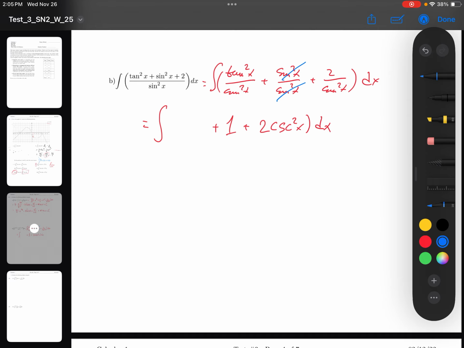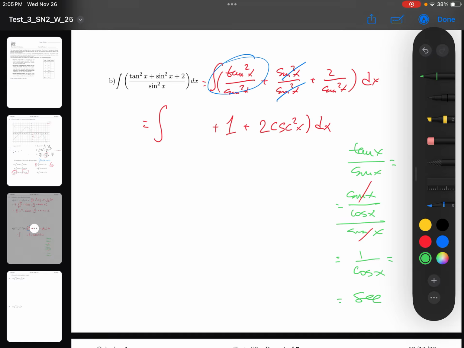And the last part to answer is how much is this part right here. So tangent x over sine x is equal to sine x over cosine x over sine of x. These two cancel, so I'm left with 1 over cosine of x, which is nothing else but secant of x. And now on top of that, if I square this whole thing right here, I just get secant squared. So that's how this fraction simplifies, secant squared of x.